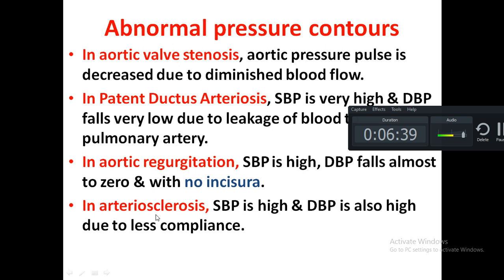In arteriosclerosis, which is a disease in which with old age the vessels become hard, systolic pressure is high because of less expansibility or distensibility of the vessels, and then diastolic pressure is also very high because of the less compliance of these vessels.